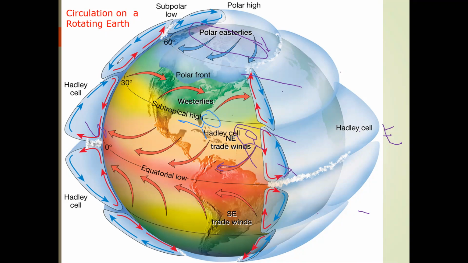Okay, so the polar easterlies, the westerlies, and the northeast trades. And we have a mirror image in the southern hemisphere, where we have the southeast trades, the westerlies, and the polar easterlies. Okay, so the trade winds, if you've had a history class, you know that's how people from Europe ended up getting to the New World.